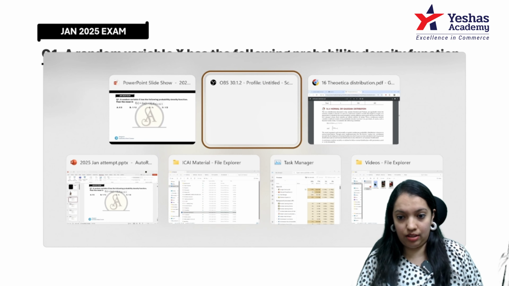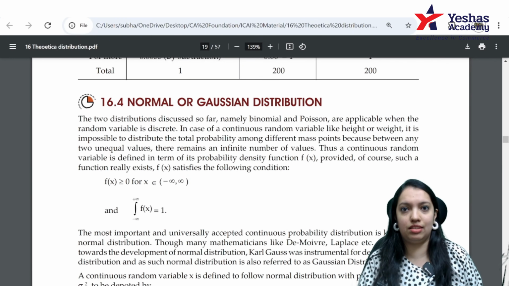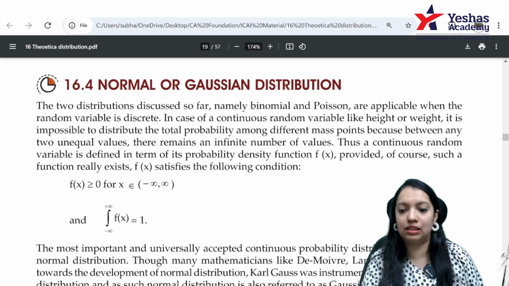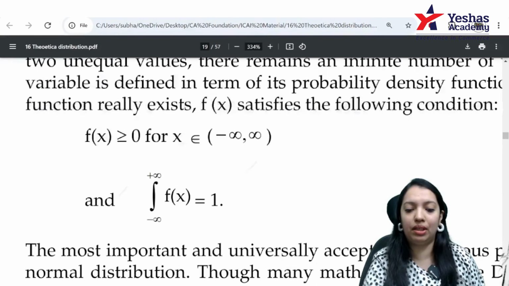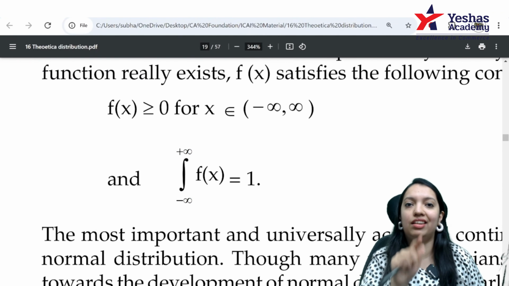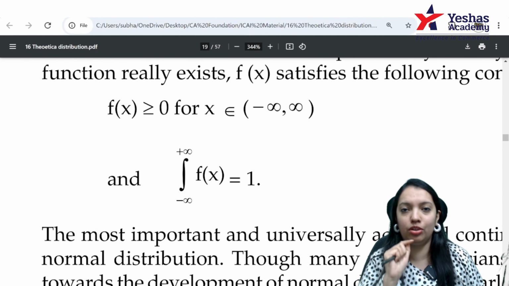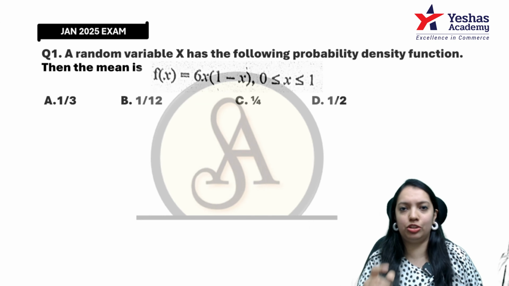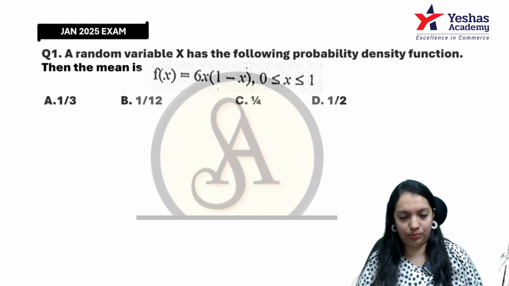When you actually look at ICAI material, theoretical distribution chapter, the introduction of normal distribution starts with this, that whenever you have to find continuous random variable probability density function, it is given by this formula. And in your theoretical distribution class, they would have taught you how to calculate this. So let's start with the calculation. I will write the solution and you can pause the video.